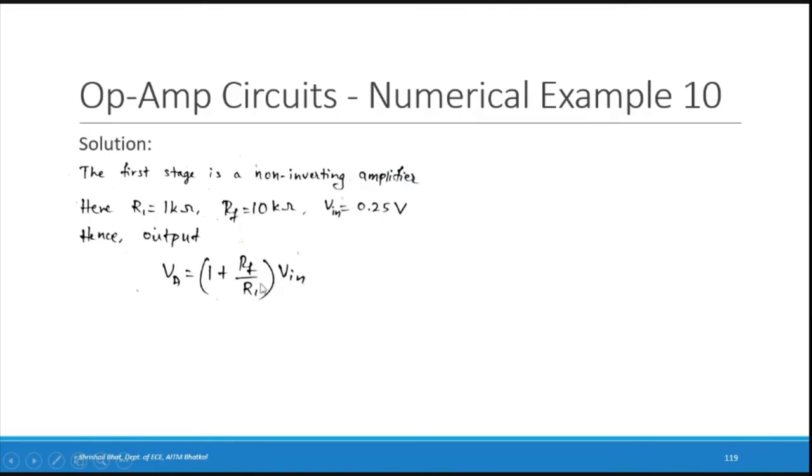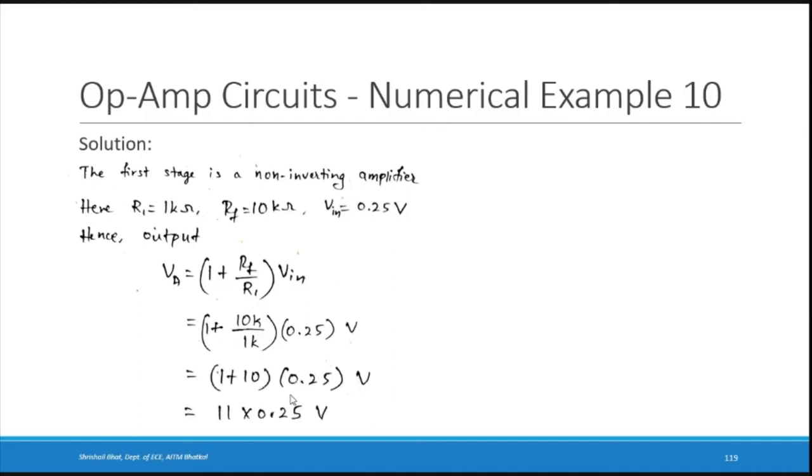Substitute RF is 10K, R1 is 1K, Vin is 0.25. 10K by 1K is 10. 1 plus 10 is 11. 11 into 0.25 is how much? 2.75. Is it right? 11 into 0.25, you get 2.75. That is the output after the first stage, that is after the non-inverting amplifier.